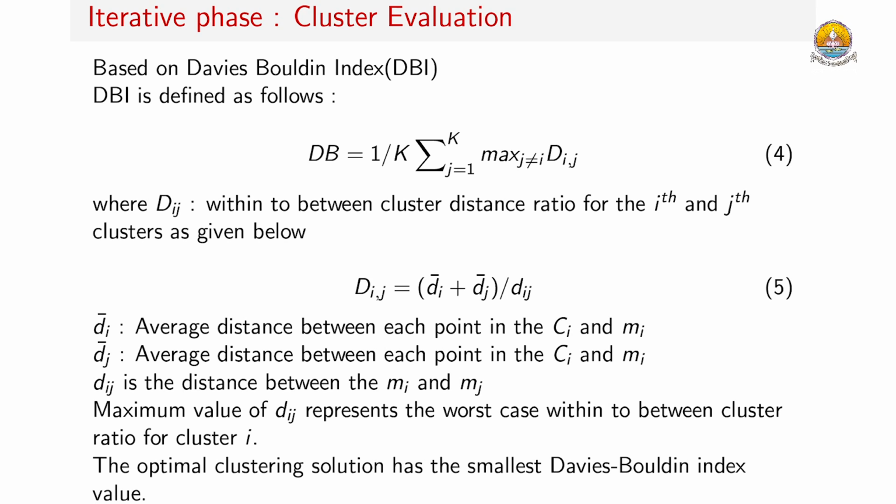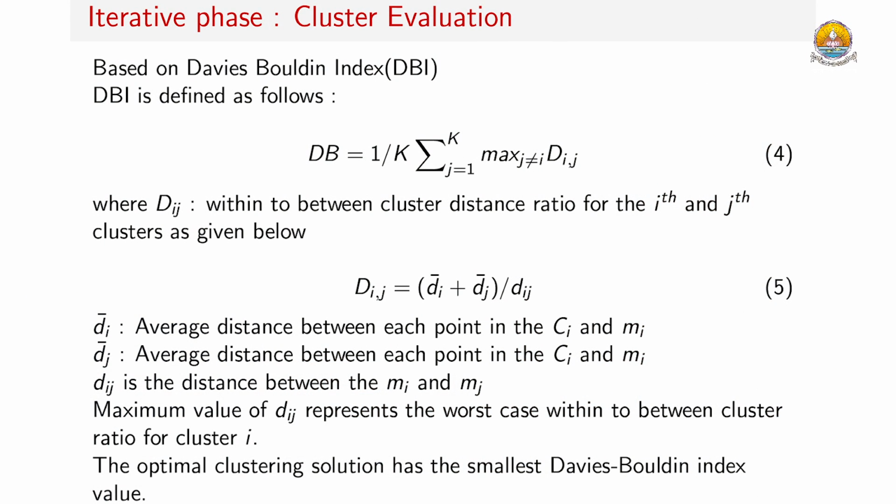That is the average distance of each point within a cluster to its medoid. What is Dj? The average distance of each point within a cluster Cj to the medoid Mj. And Dij is the distance between Mi and Mj. That is, Dij represents the within-cluster or inter-cluster distance. So, looking at the equation, you can understand that the maximum value of Dij represents the worst case scenario of the within to between cluster ratio. The optimal clustering solution will always have the smallest value because of the measure Q.